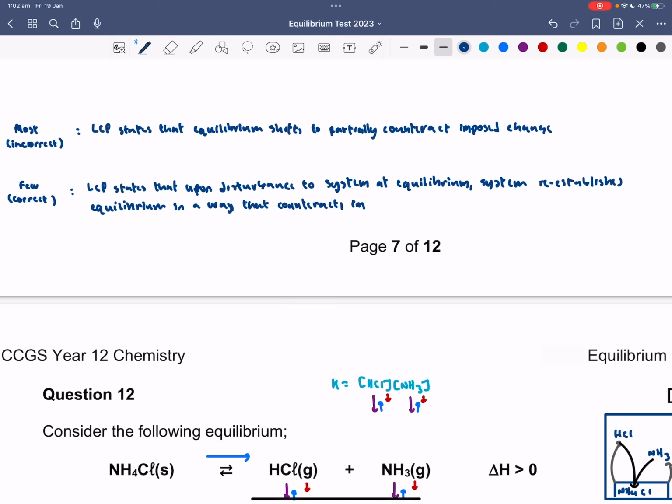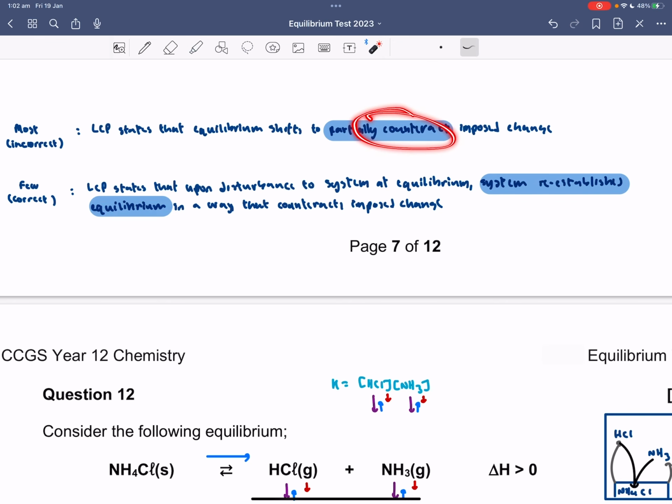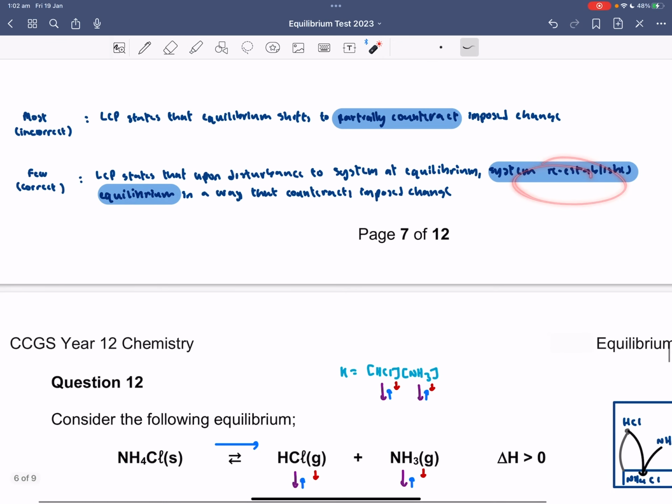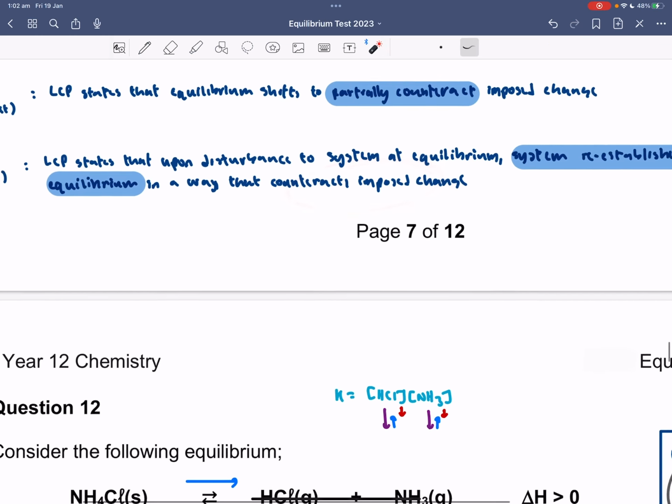Now, here's the key thing. The key thing is not that it partially counteracts. That is not the key thing, which a lot of people think. The key thing is that the system reestablishes equilibrium. It is not the partially counteract that's key. What is key is that the system reestablishes equilibrium. So it reestablishes equilibrium in a way that counteracts the imposed change.